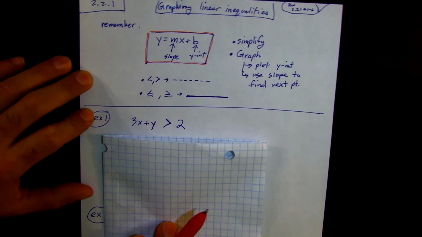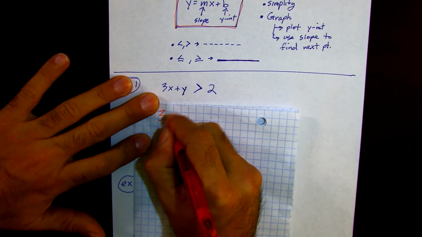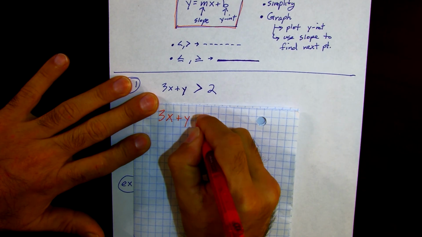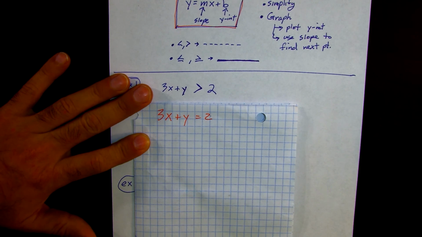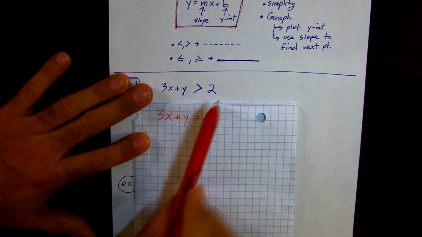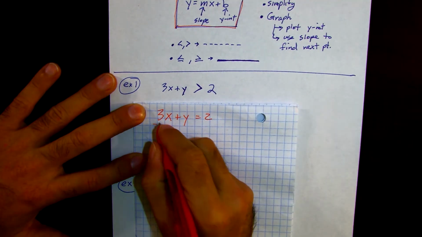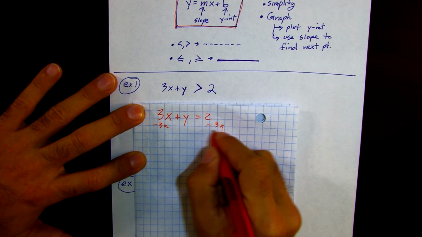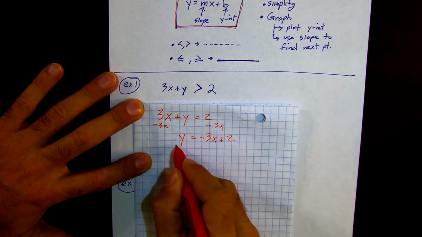Okay, so I'm going to first do this problem as if it's an equation, and then we'll see that it's going to be very similar in how we go about it. Okay, first off, I want to make it into this form. Y is equal to mx plus b. So if this was an equation, just a hypothetical here, I would subtract 3x. Y is equal to negative 3x plus 2.